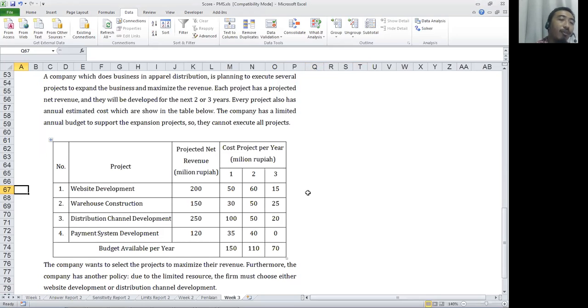In this case, we have a company that is considering running these 4 alternative projects. The question is which projects they should run to maximize a certain goal, because the budget is limited, right?